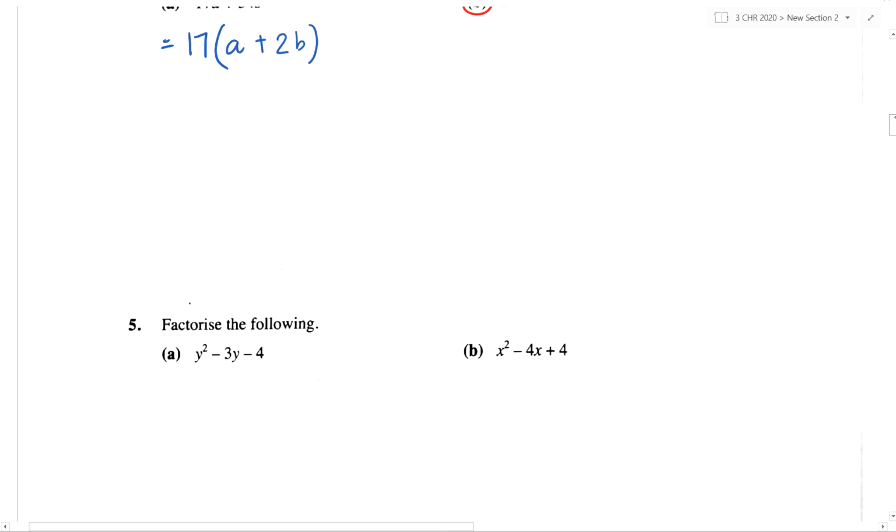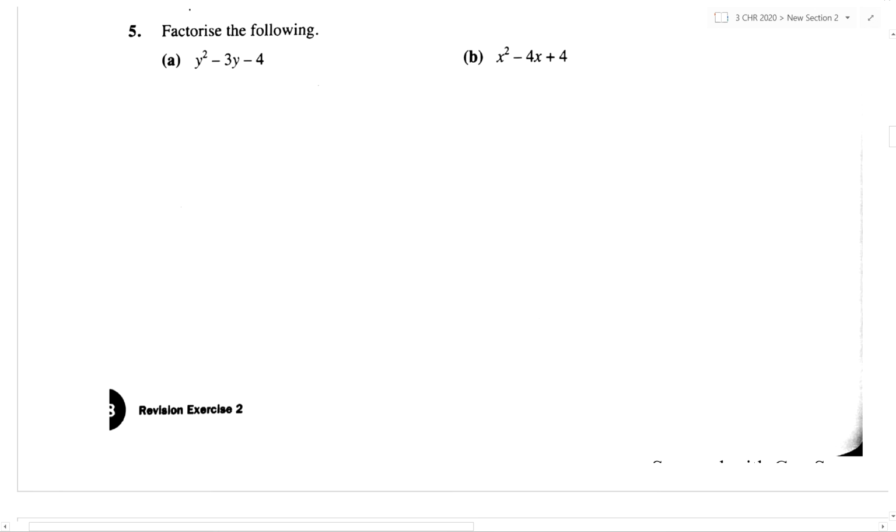Let us move on to question 5a. Again, we are doing factorizing, but this time we have a y square term. Similar to part B, there is an x square term, and also for our next page. Now factorizing expressions like this with a square term, we will need to use our 9 boxes.